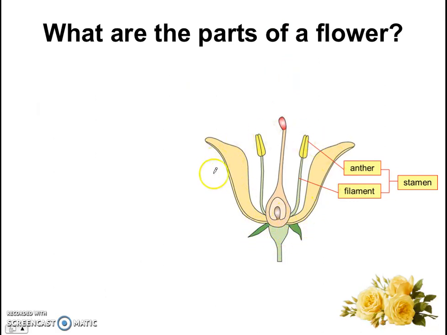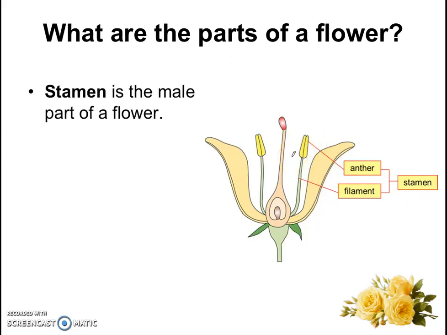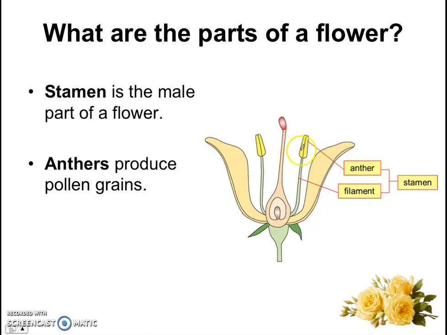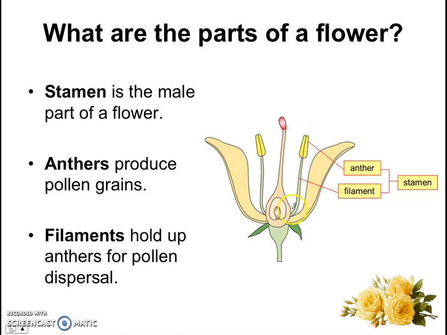Alright, so remember there's that outer ring of sepals, that's your calyx here. Then you have the ring of petals, which is the corolla. And now we're going to look at the ring of male parts. So this is the male parts of a flower. The stamen is a male part of the flower, and it is made up of the anther, where the pollen grains are produced, and the filaments which hold up the anther, allowing the pollen to be dispersed.